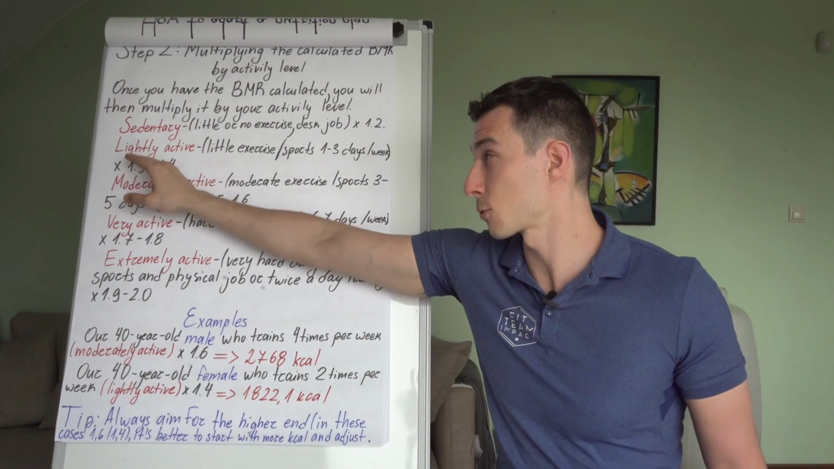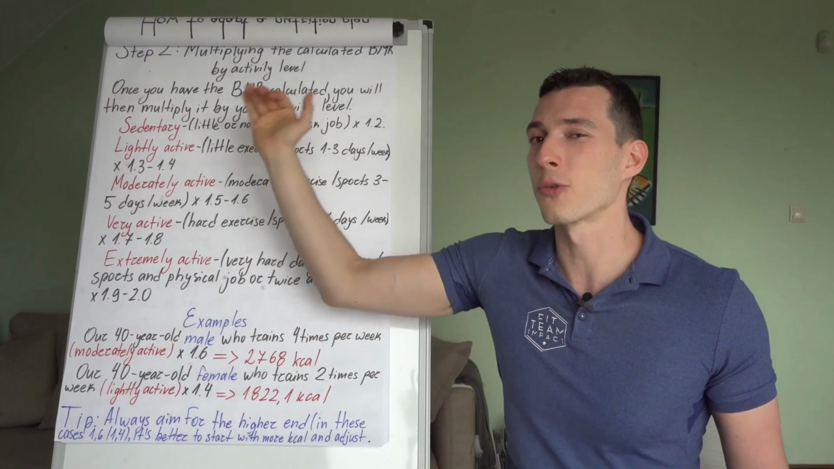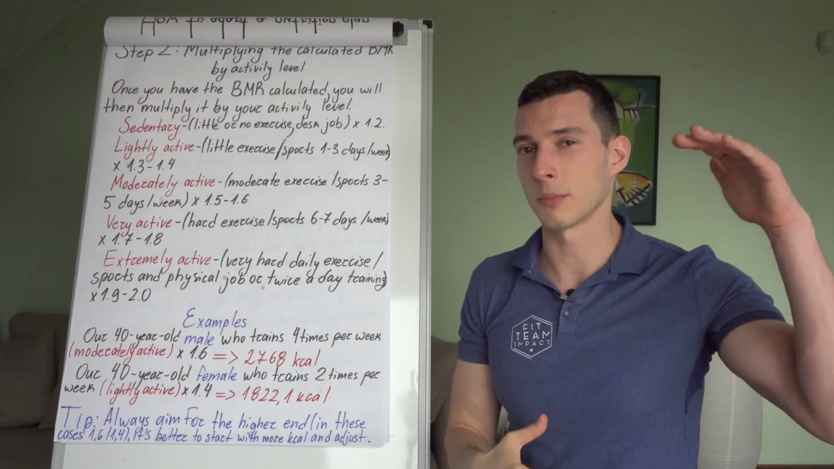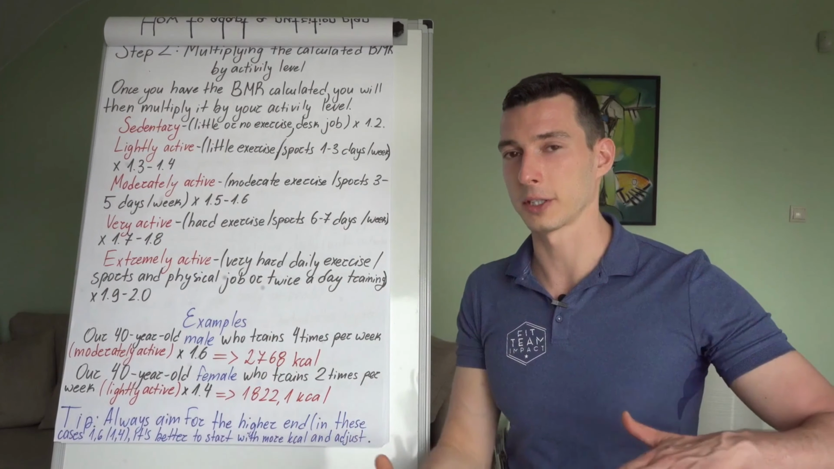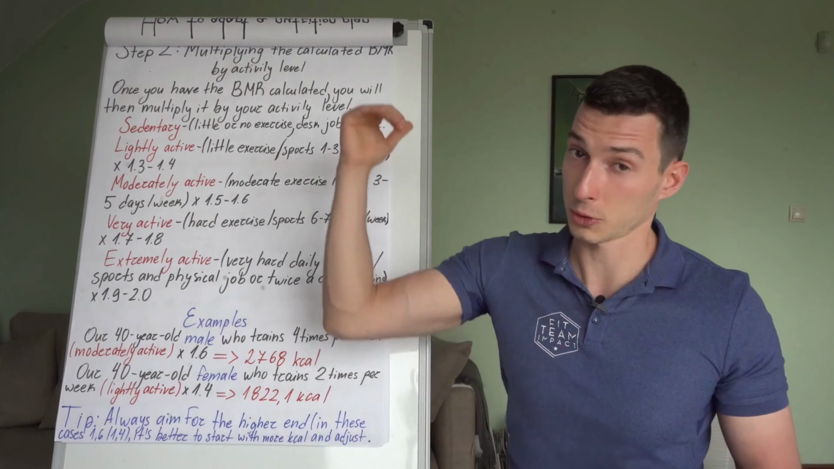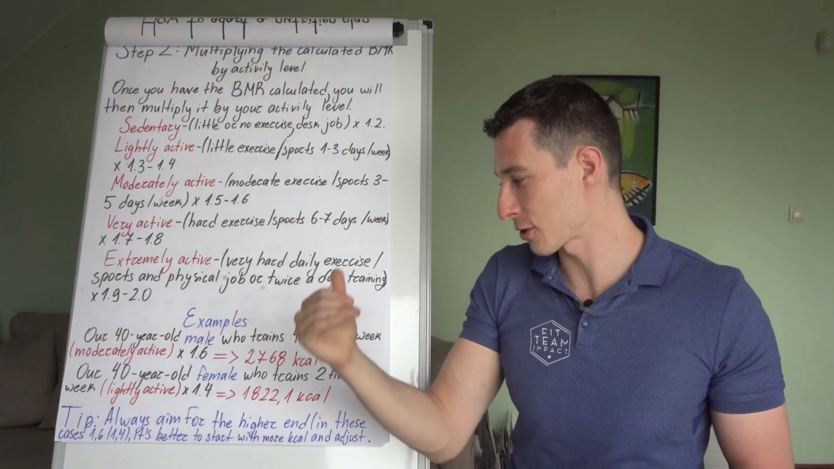meaning that if it says 1.3, 1.4, always go for the higher number because you want to see how your body responds to that. So the higher the number, the more we can go down. So if you start at the bottom, you slow down your metabolism if you keep on reducing your calories. So start higher and then gradually decrease.